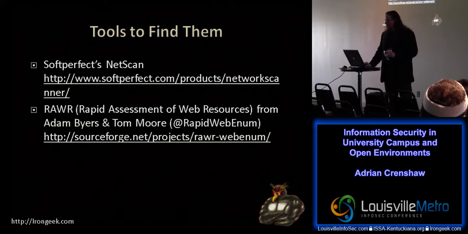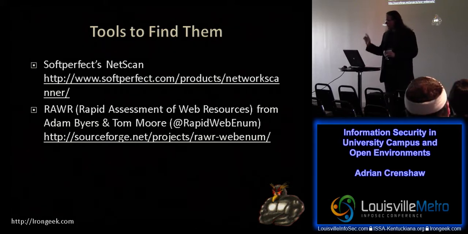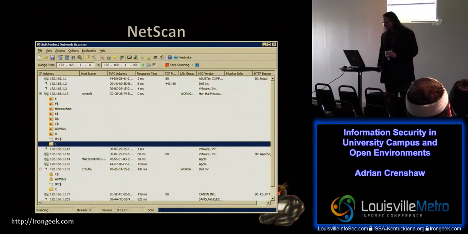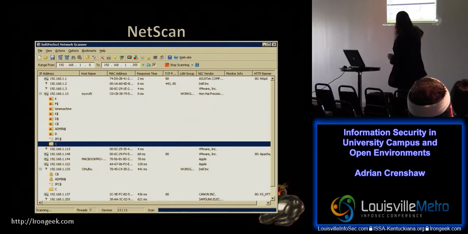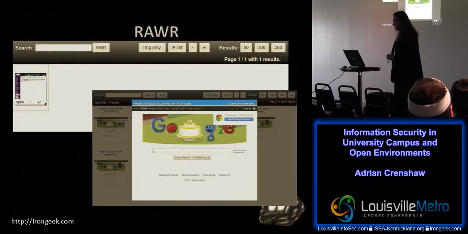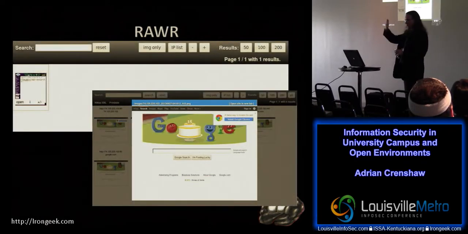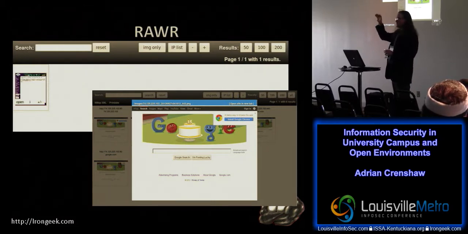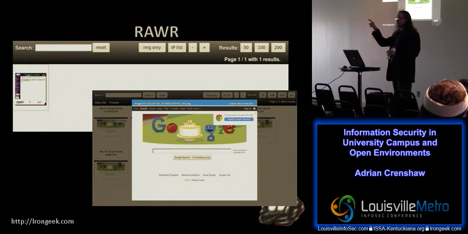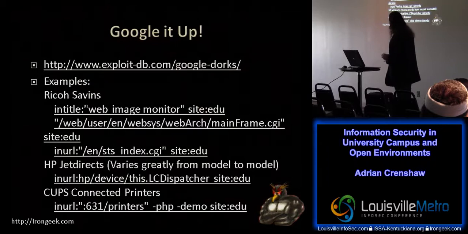And for finding web apps, RAR, Rapid Assessment and Web Resources, is an awesome tool. That's by Adam and Tom. Here's a screenshot of NetScan showing some open file shares found in my local home network just for test purposes. It also tells me who the maker of the product was, a little bit more information. But it's great to find open file shares. What RAR does is it will scan an entire network, and then it will grab screenshots of each web page. Once you have the screenshots, you can go, oh, that's a printer, that's a printer, that's a printer, and you can go visit them. Also, it gives you suggestions for what the default password might be.